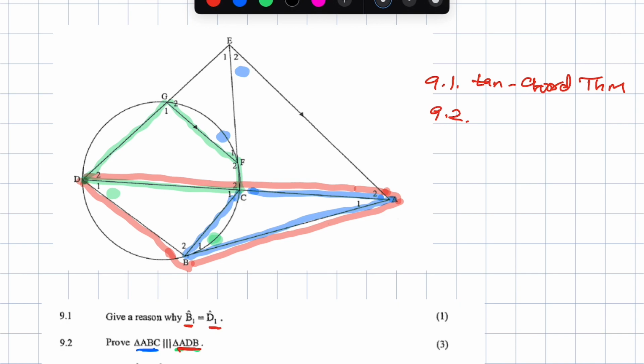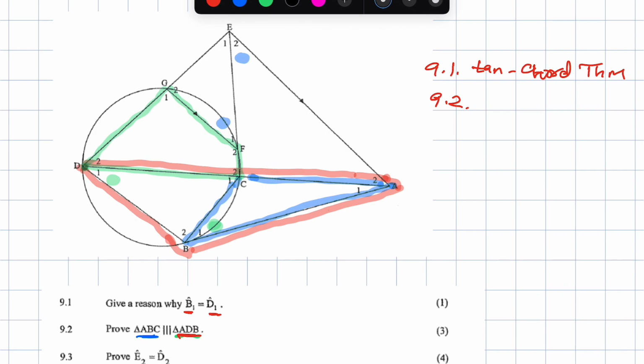So you just have to prove that the two triangles are equiangular. Okay, first of all, angle A1 is a common angle, both in triangle ABC and ABD, the red triangle and the blue triangle. So angle A1 is equal to angle A1. So that is a common angle. Okay.